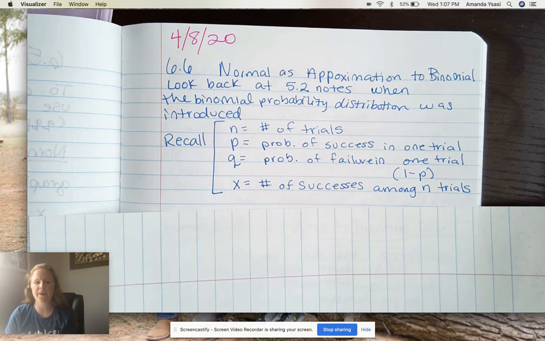So we're going to look back at 5.2 notes, which dealt with binomial probability distribution, and recall everything that was introduced. You can go ahead and pause this and write that down. N is your number of trials. P is the probability of success in one trial, and Q is the probability of failure in one trial, or 1 minus P. X is the number of successes among the N trials, and that is what you're trying to find the probability of.